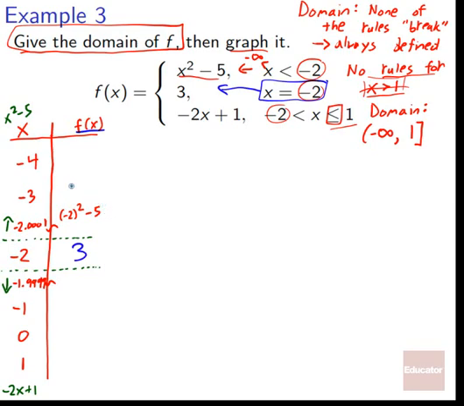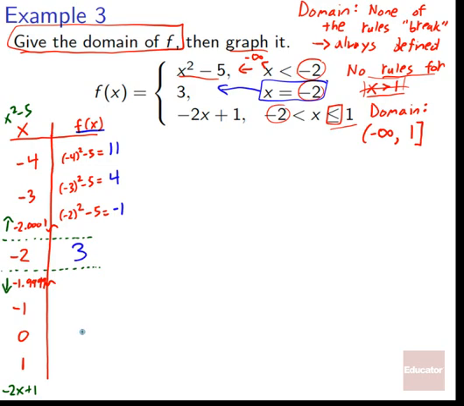Well, let's just keep going up to get them all written out. Negative 3 squared minus 5 and negative 4 squared minus 5. What do those all equal? Well, negative 2 squared becomes 4. 4 minus 5, so negative 1. Negative 3 squared, 9. 9 minus 5, negative, oh, sorry, not negative 4, but positive 4. 9 is bigger than 5. And negative 4 squared, positive 16. 16 minus 5, 11.